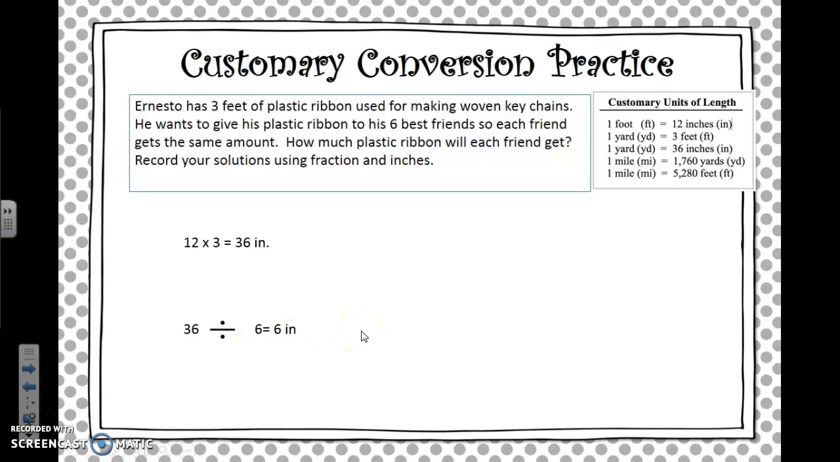That's all that the question asked for, other than I need to know that 6 inches is equivalent, because it says to use fractions. What would the fraction be of 6 inches compared to a foot? So 6 inches is half of 12 inches, which would be 1/2. So each of Ernesto's friends will get 6 inches of ribbon, or 1/2 foot of ribbon. So I did what the question asked. My answer is in inches, and it also has a fraction.